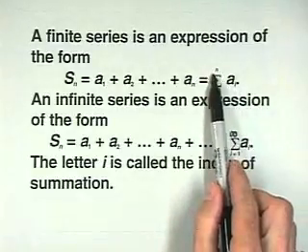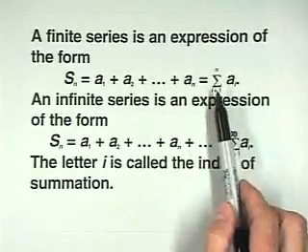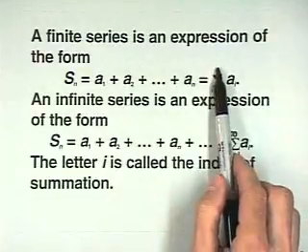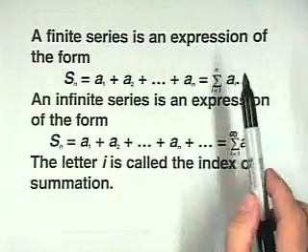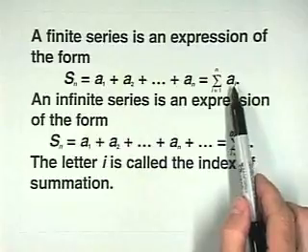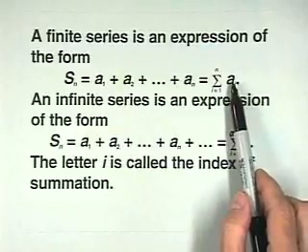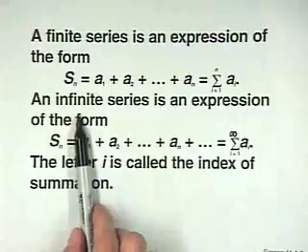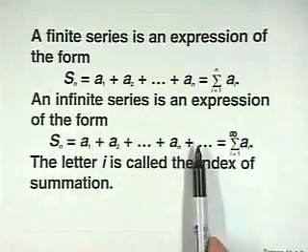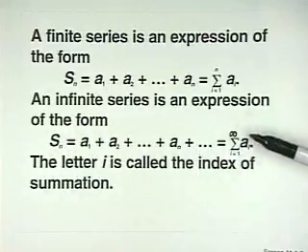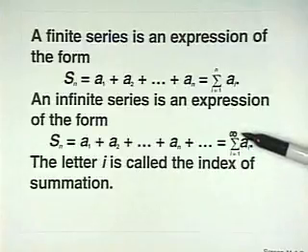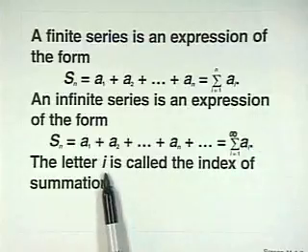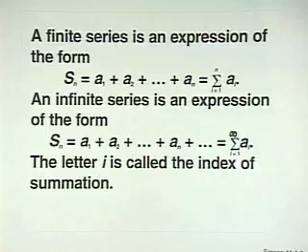This is called a sigma or summation symbol. I equals 1 to n gives us something called the index, and inside is the particular term that is being summed here. This is a finite series. It finishes. An infinite series looks very similar, but notice that it continues on, and that the upper index of summation is infinity. The letter I again is called the index of summation. Let me show you how that works.